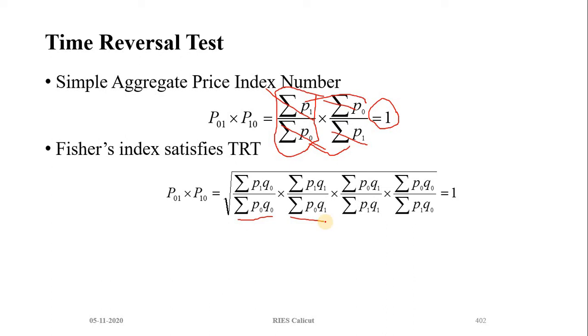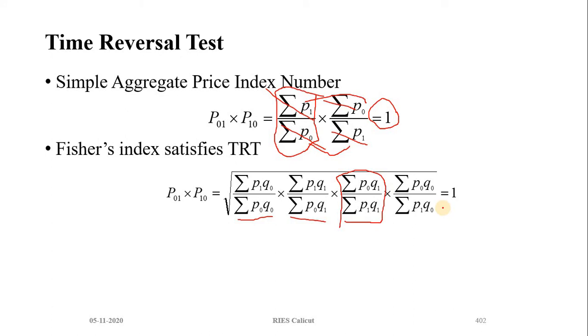Okay, so you multiply these equations. Now what you have to do is change the time. So it was P1 Q0, now P0 Q1. It was P0 Q0, now P1 Q1. Now P0 Q0, P1 Q1, P0 Q1, P1 Q0. 0 becomes 1 and 1 becomes 0. Okay, so here, can we cancel out each and every component?